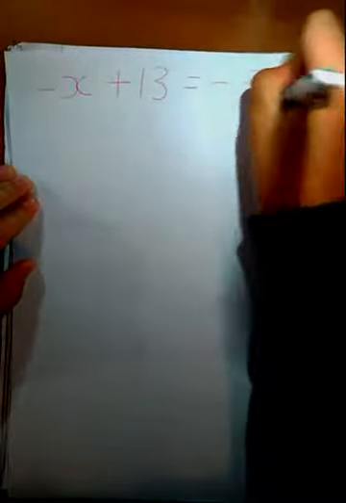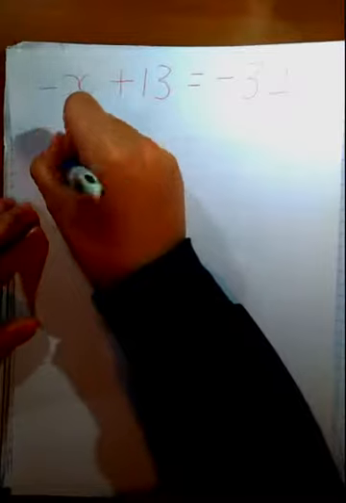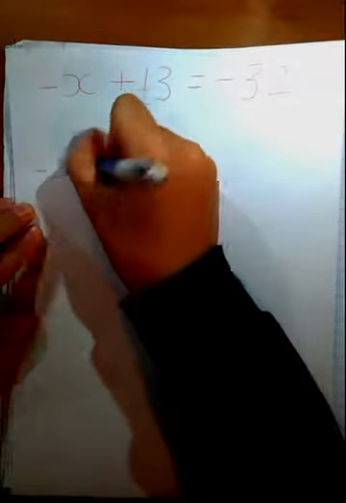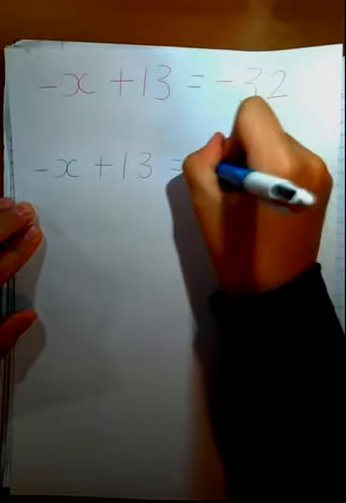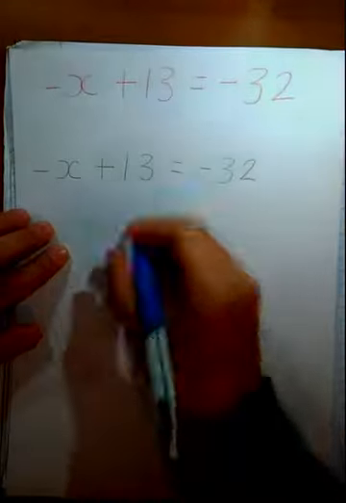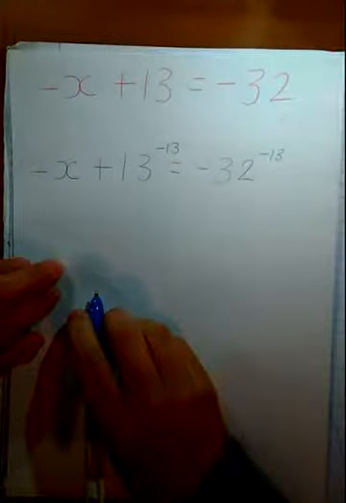Let's try one more tricky problem. Negative x plus 13 equals negative 32. We need to remember that when a letter is by itself, that's the same as 1 times that letter. When we see something such as negative x, that means negative 1 times x. 13 is added, so the opposite of that is to take away 13. And I'll do that on both sides of the equation to keep things equal.